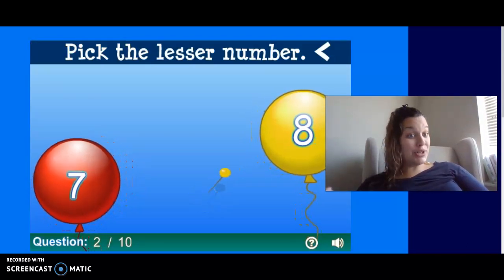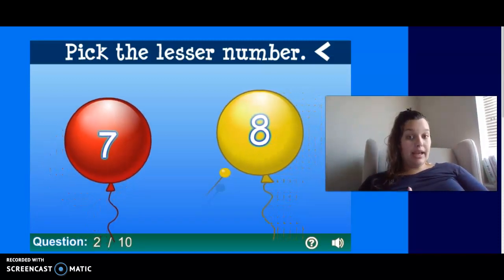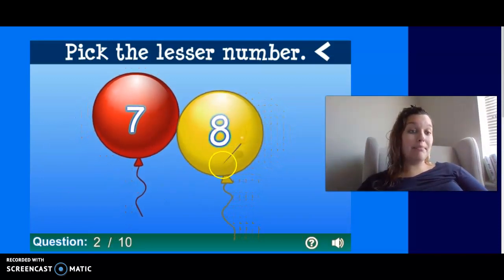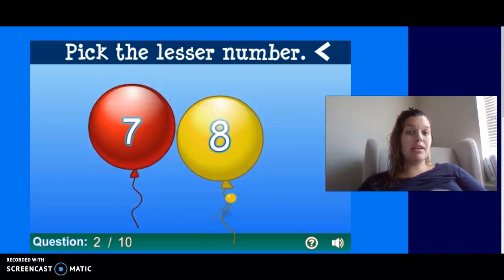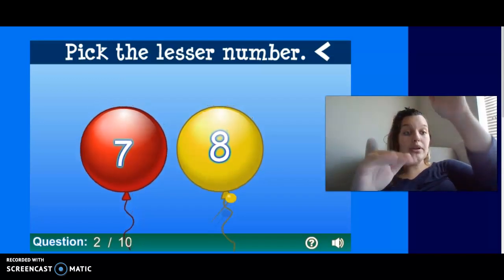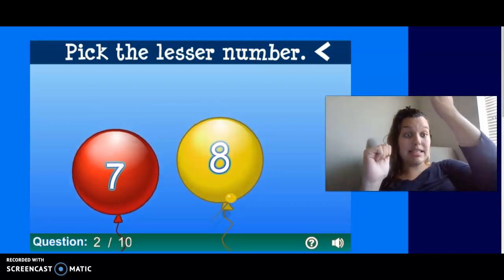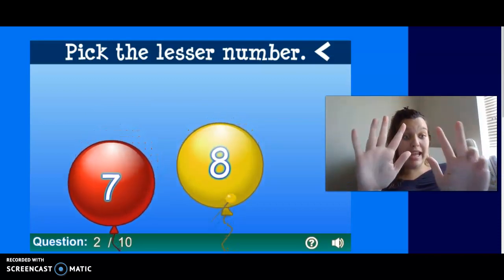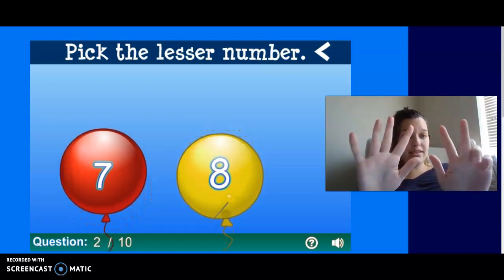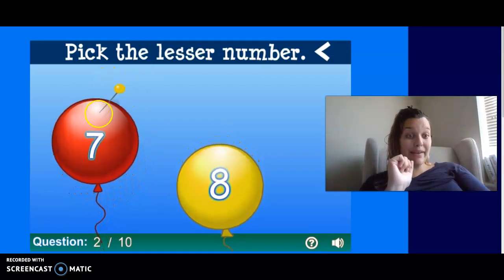Pick the lesser number. So now we want less of something. Okay? So we have the number 7 and the number 8. Let's put up the number 7. Do I have to count up or do I go down to get to 8? I have to go up to get to 8, right? 7, 8. I have to put a finger up. So which number's smaller? Is 8 or 7 smaller? 7.